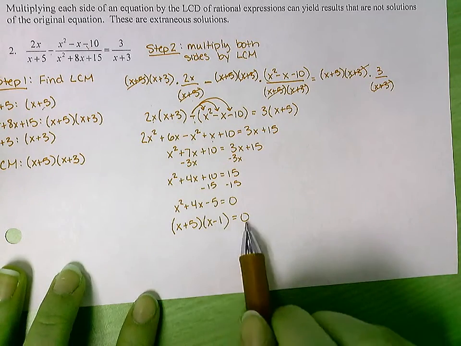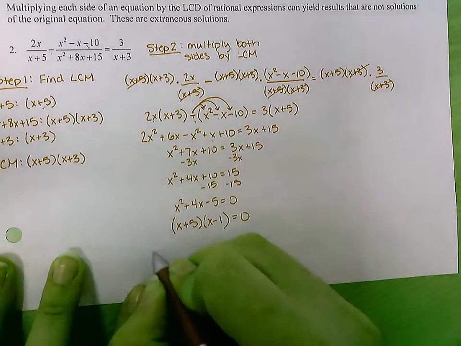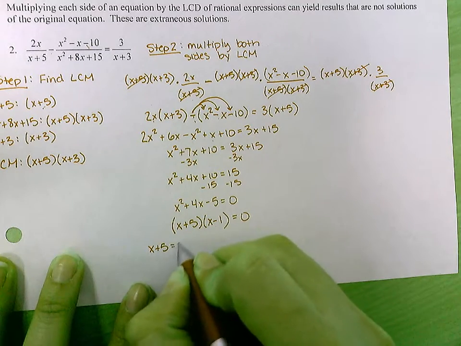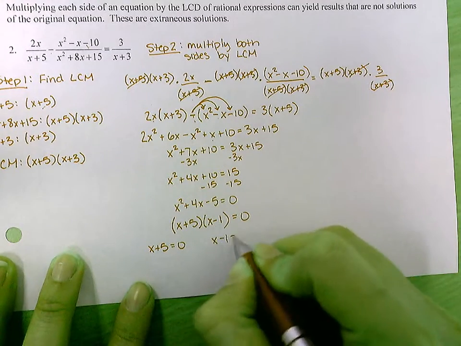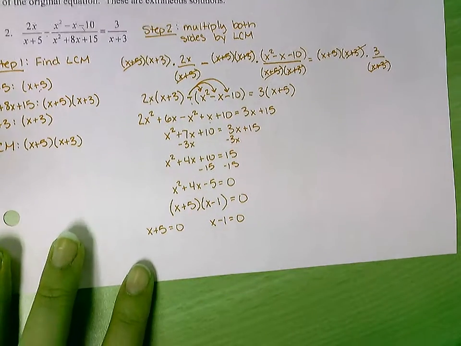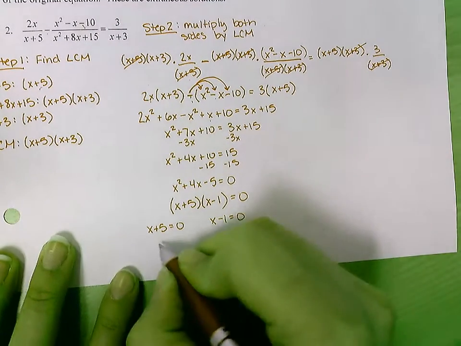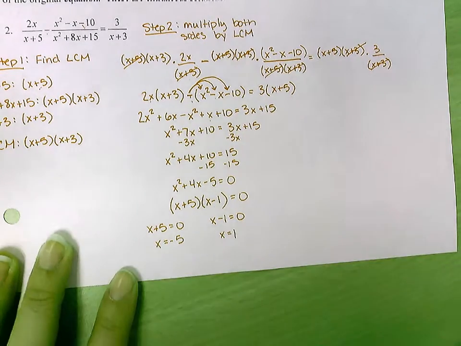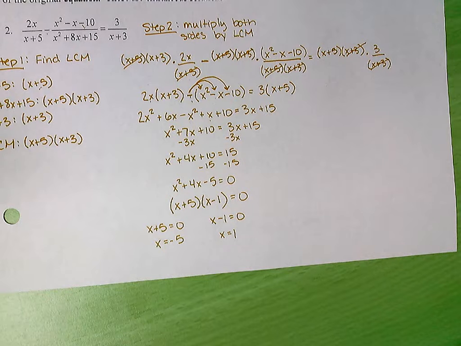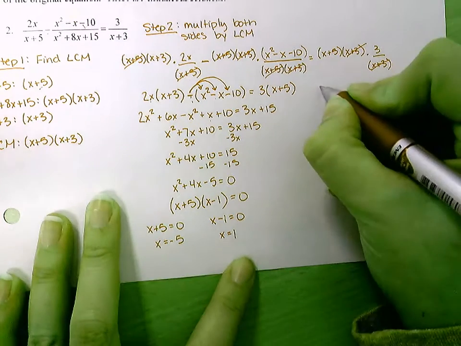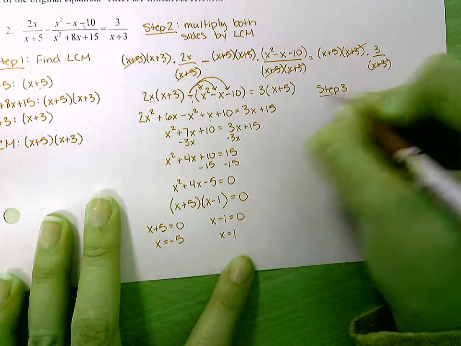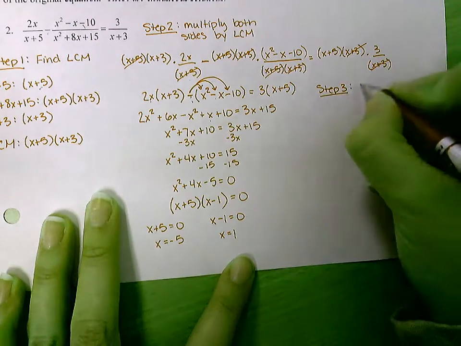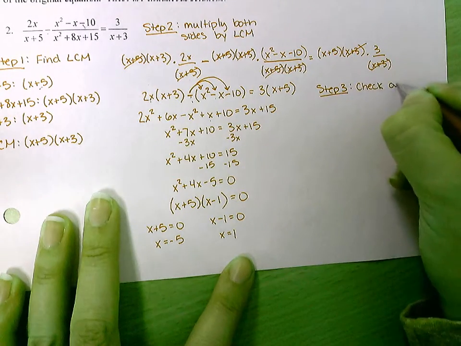From here, each of these terms I'm going to set equal to 0. So we're going to take x plus 5 equals 0 and x minus 1 equals 0. Subtract 5, so we have x equals negative 5. Add 1, x is equal to 1. Now these are one of the problems where you do need to check both of your answers. So again, off to the side here, step 3, check your answer.